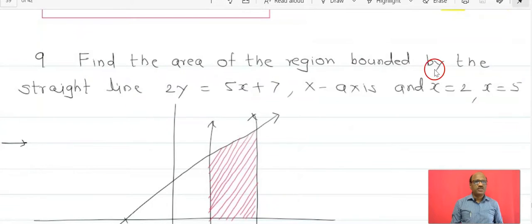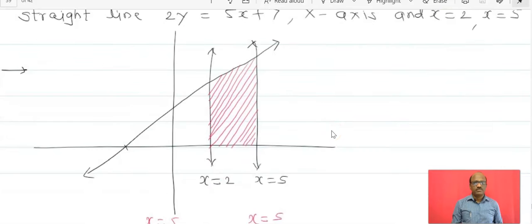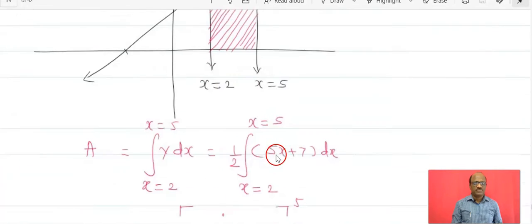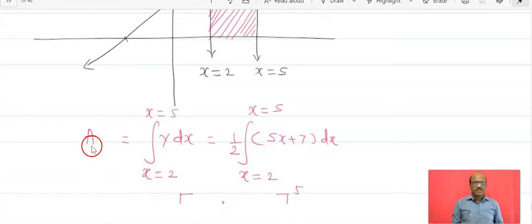Find the area of the region bounded by the straight line 2y is equal to 5x plus 7, x-axis, and x is equal to 2, x is equal to 5. Now see this here. This is the required area. We will calculate the area below this line where x varies from 2 to 5. It's very simple. That is, capital A is equal to the integral from x is equal to 2 to x is equal to 5 of y dx. The value of y is 1 upon 2 (5x plus 7).